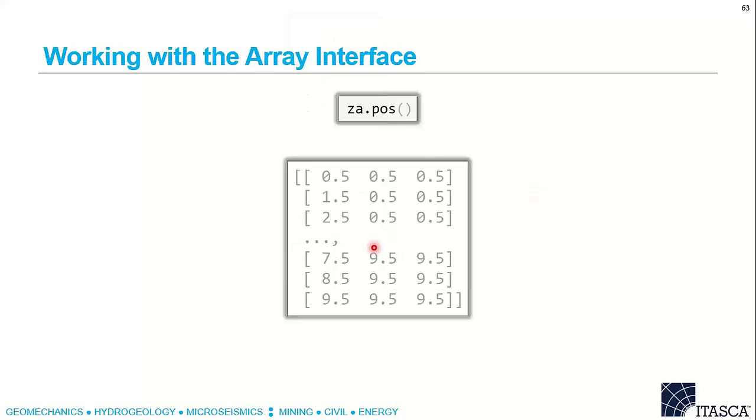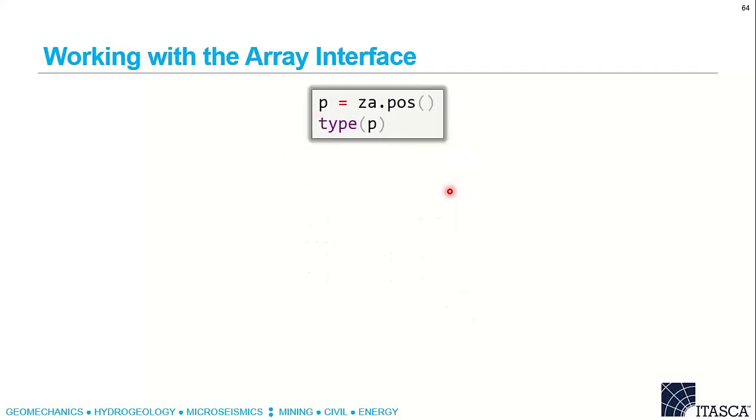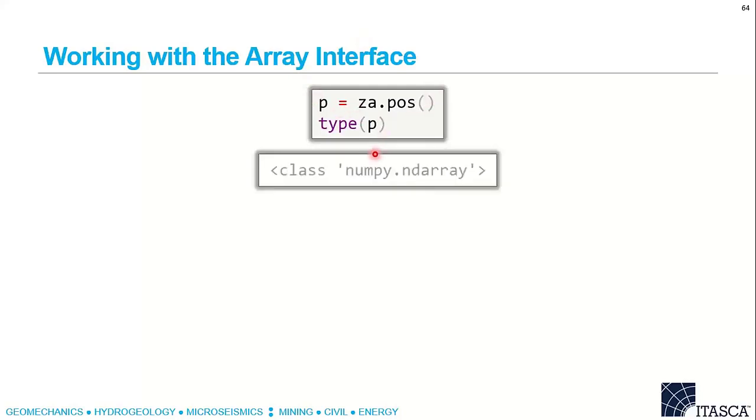And so these zones are represented as a NumPy array by default. And you can see that each array has an X, a Y, and a Z position. And this is actually a NumPy array containing other NumPy arrays. This can be verified by assigning a variable to the return of the position function, and then checking its type.